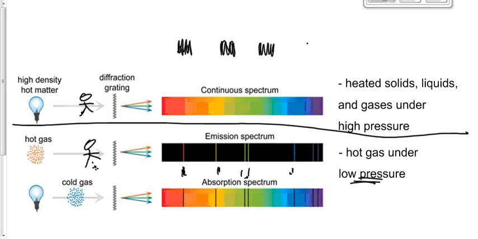Well, what happens if we go back to a solid or a liquid or a hot gas under high pressure again? Stand right here, get rid of the cold gas. What do I see? I see white light. Pass it through the prism or diffraction grating, I see the continuous spectrum, all the colors of the rainbow. But now what we're going to do is introduce this cold gas, which is going to absorb some energy. The electrons in this cold gas, when they absorb energy, jump to a higher level.